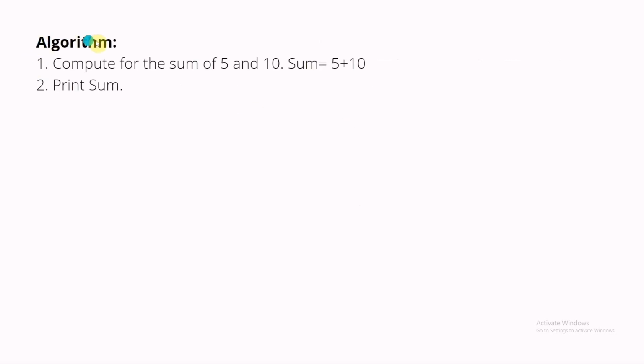So in the algorithm, we only need to identify the steps. You compute the sum of 5 and 10, and our equation is the sum is equals to 5 plus 10, and then print sum. Print sum is our output. But now we will start from scratch using our Canva dashboard. So I'll stop that.